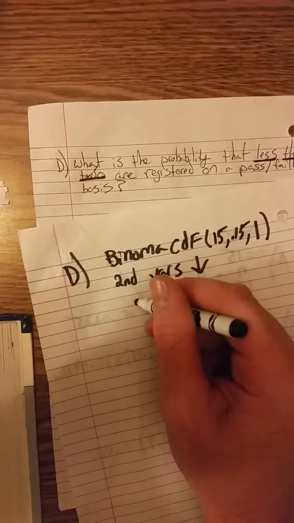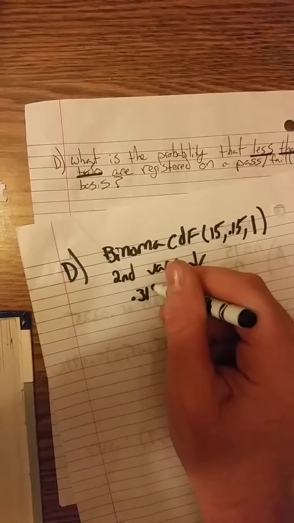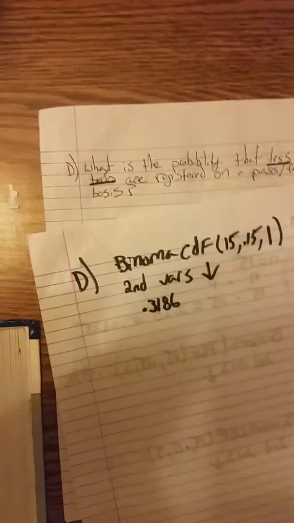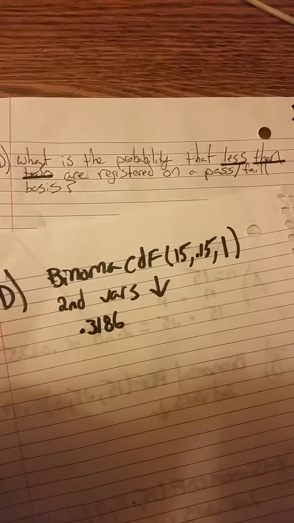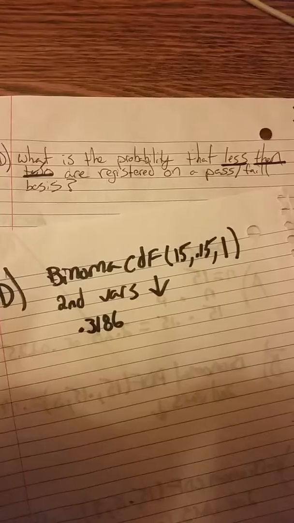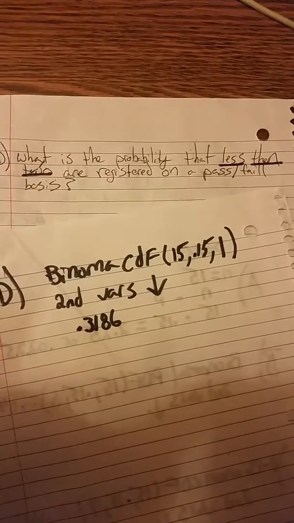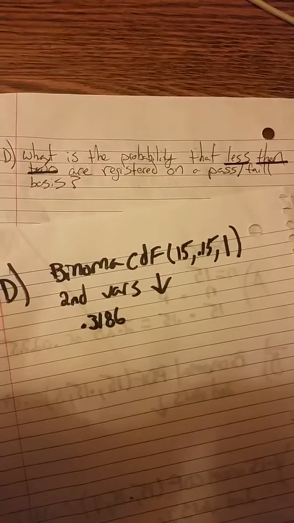And when you press that, it comes out to 0.3186. So about 31 or almost 32% of students has the probability that less than 2 are registered on a pass-fail basis.